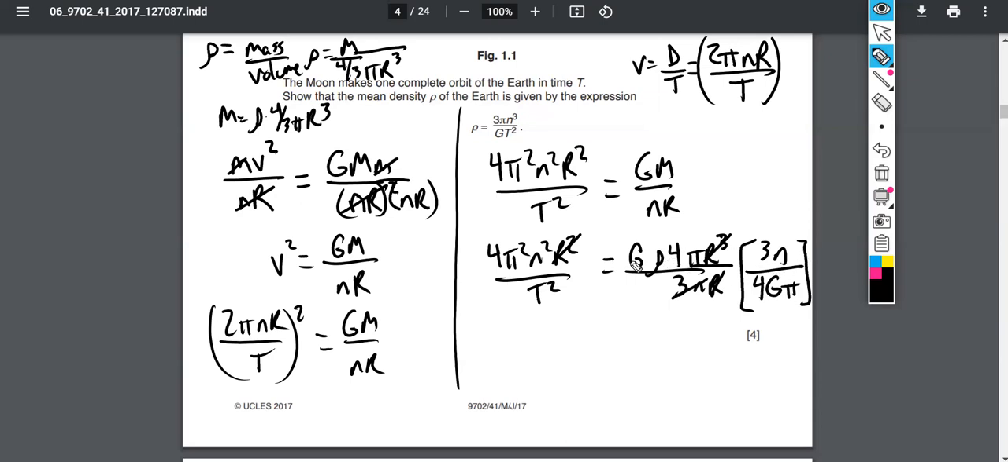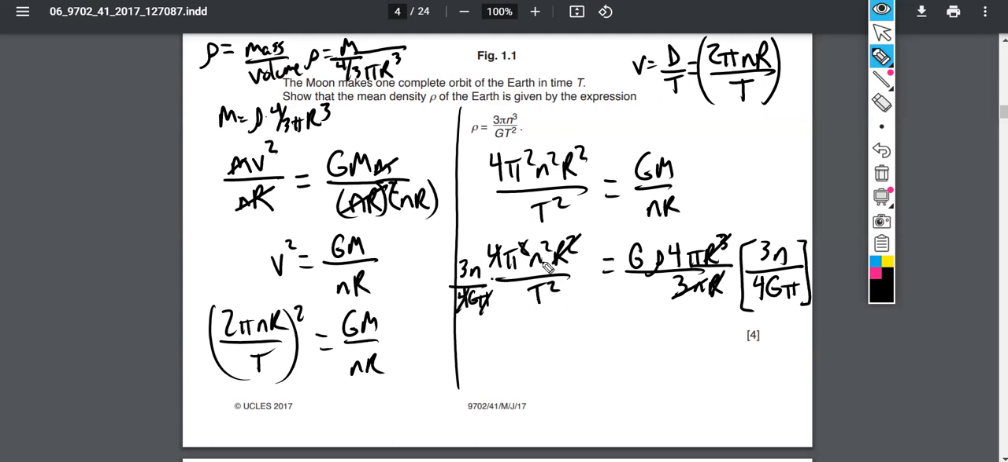So if I do it to this side, the cardinal rule of algebra, right? I got to do it over here. So 3n over 4g pi. So multiply all that on this side too. All right, those 4s are going to cancel. This pi will cancel one of those pi's.